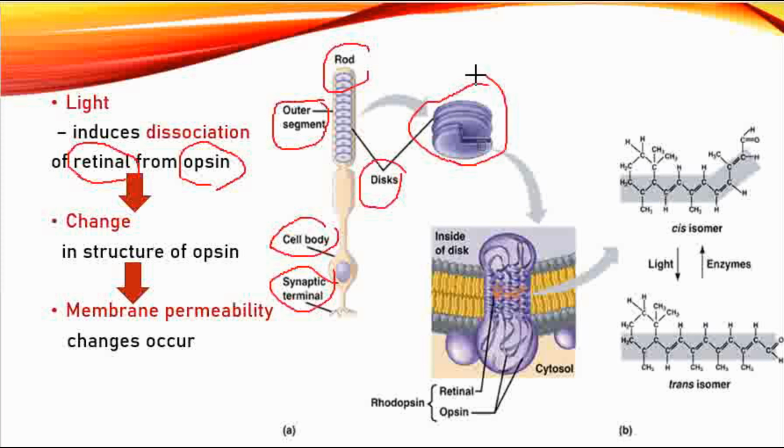If we magnify the disc further, inside the disc you have the cytosol. Like a cell, it has the cytosol, and it has the retinol. Here the orange one is the retinol, and the ribbon shaped structures are called opsin. Both together you call a rhodopsin. So this is the rhodopsin molecule. What happens to this molecule?